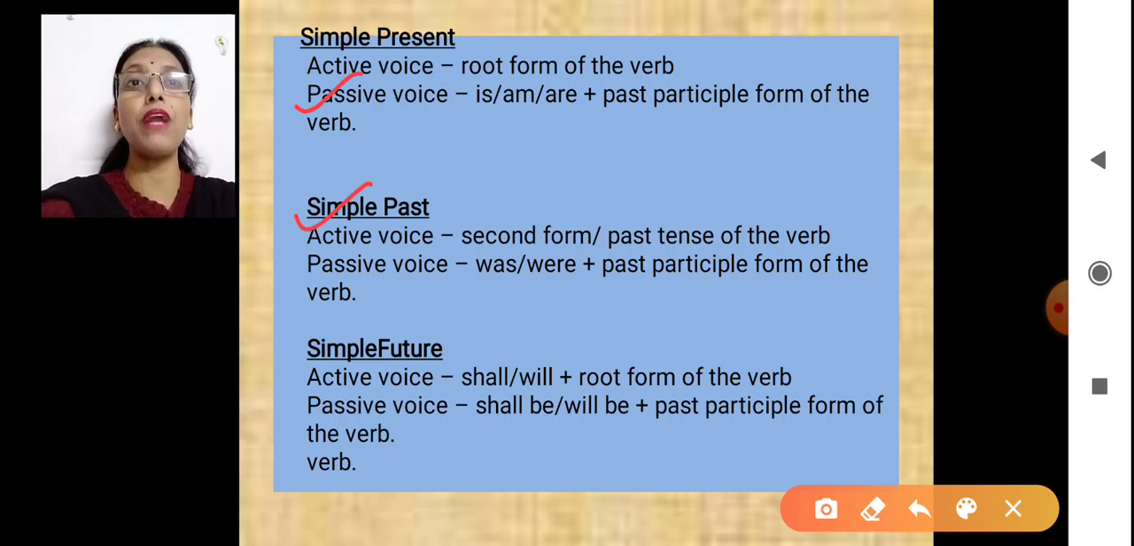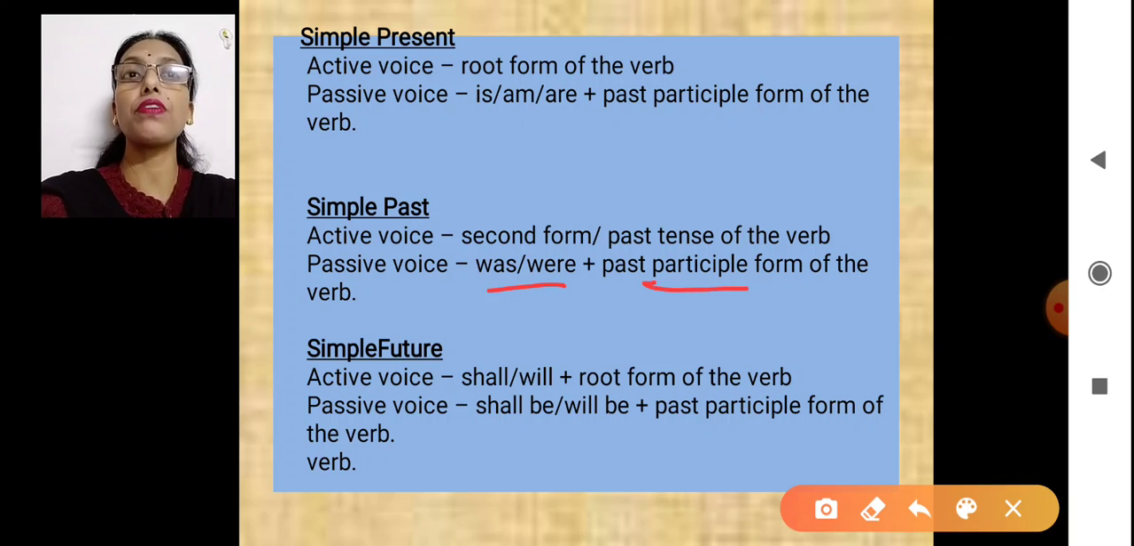Now moving to simple past. Second form, of course, because it is a past tense, ed form or t, any, but it should be a past tense form. What are the changes we are making here? Was, were plus past participle.